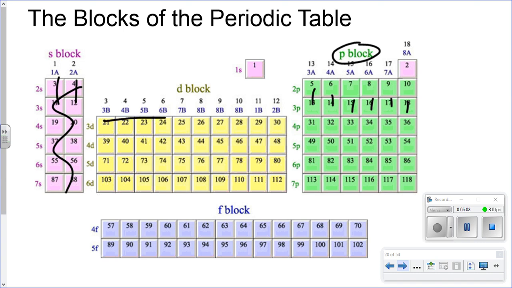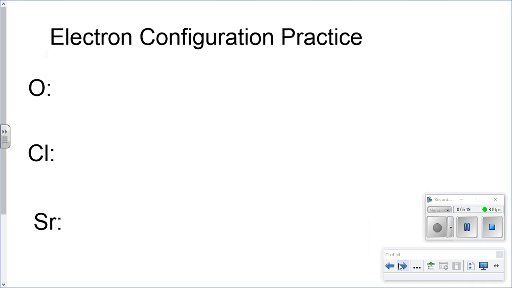D has, guess how many? 10. There we are on the D block, so there's 10 all the way here. 10 total, or 10 maximum electrons can fit in the D block. And then the F block, we're not going to worry about so much just yet. If that comes across, we'll definitely worry about that in a second, okay?